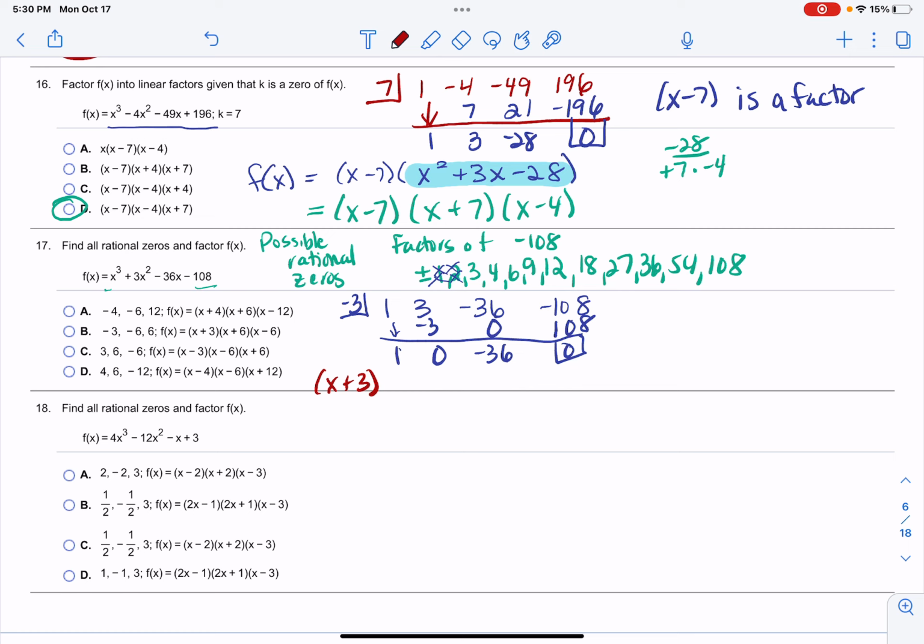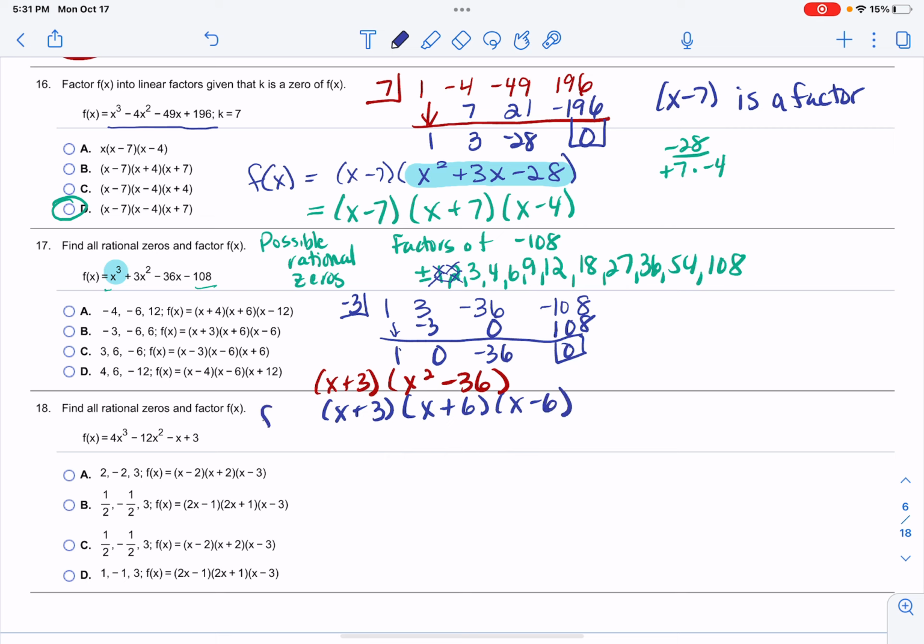Since our polynomial started off with an x to the third power, when we write the result of the synthetic division, we are going to start with the second power. So it's going to be 1x to the second power minus 36. Now this is not completely factored. We want to continue to factor it. You should recognize this as a difference of two perfect squares, so we can factor even further. The factors of -36 that will add up to 0 are x plus 6 and x minus 6.